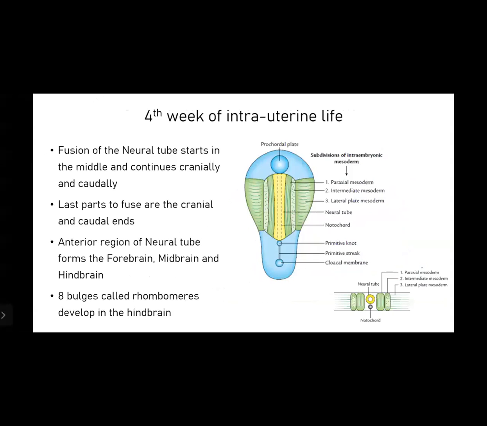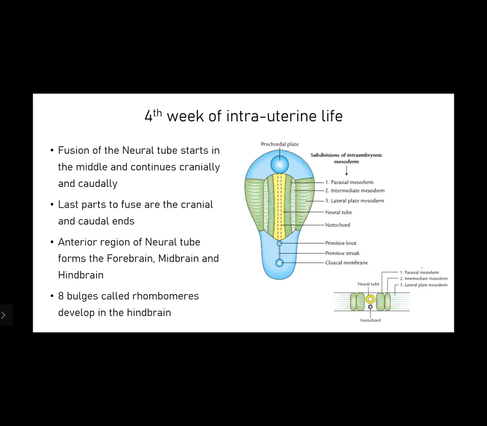Okay, so we come on to the fourth week of intrauterine life. You have the fusion of the neural tube, which starts in the middle and progresses cranially and caudally. The last parts to fuse are the ends, the cranial end and the caudal end, which is why you must have heard of a condition called spina bifida, which is actually the bifid spine. It's due to a problem with the fusion of the caudal end of the neural tube. That's a developmental defect which you'll probably learn later, in general embryology.